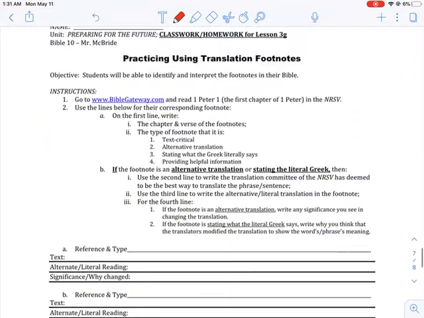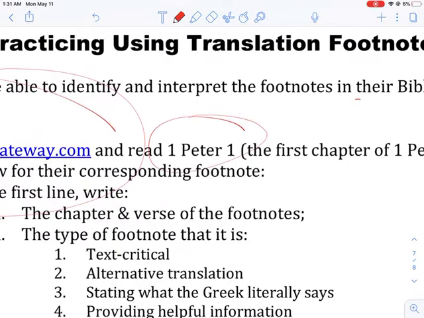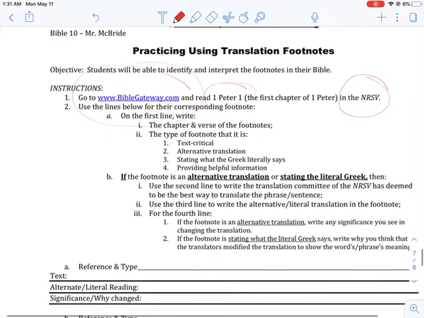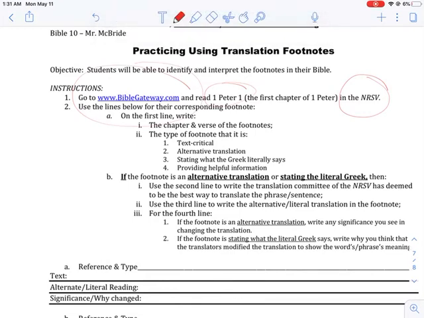In this footnote, here's your picture of your homework that you'll do after this video lecture. You're going to go to Bible Gateway. There's a link in Google Classroom. And you're going to type in 1 Peter 1. That means you'll read the first chapter of 1 Peter. However, also make sure you use the NRSV, so we all use the same translation and get the same footnotes. As you complete this assignment, you're going to do a couple of things. The first thing you're going to do is write down the chapter and verse of the footnote.